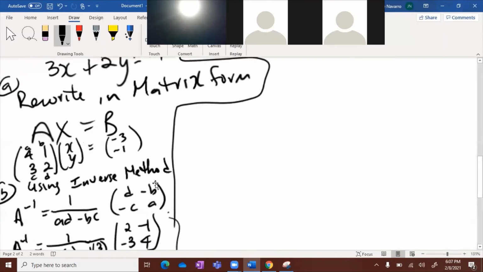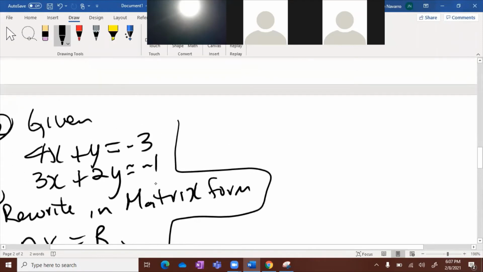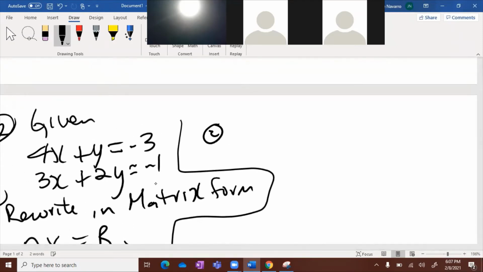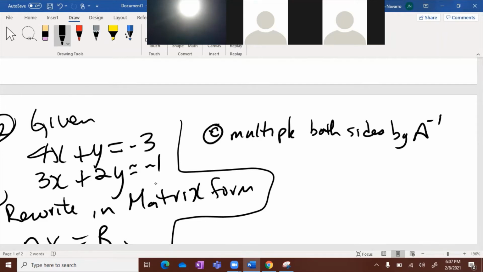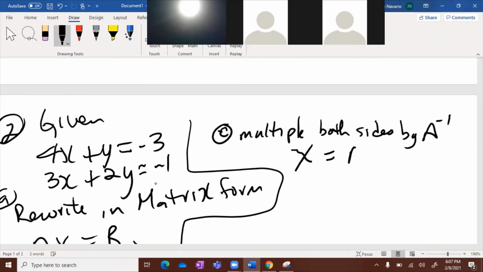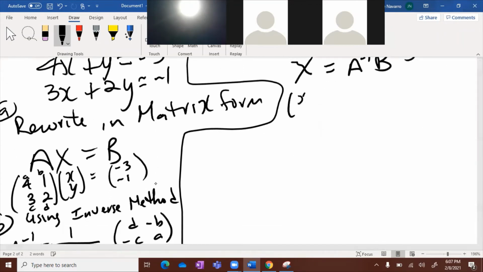I want to make it larger so that it fits. So we said that for C, the first thing we see is multiply both sides by A to the -1. So we get X is equal to A to the -1 B, which is going to be XY equals 1/5, 2, -1, -3, 4 times -3, -1.